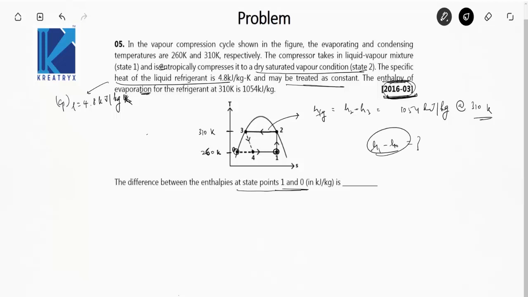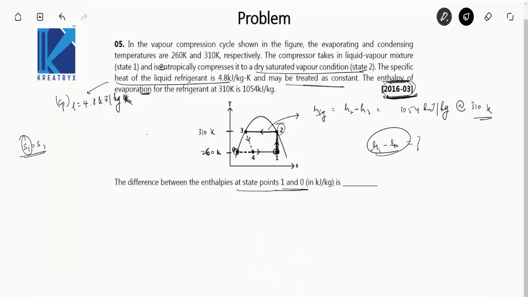Okay, so how can we proceed? How can we solve this question? The only equation that I see where I can solve this question is this: this is an isentropic process, so that implies S1 is equal to S2. If I write the entropy at point 1 and point 2, maybe I can get to some point. So let's try and solve this question.